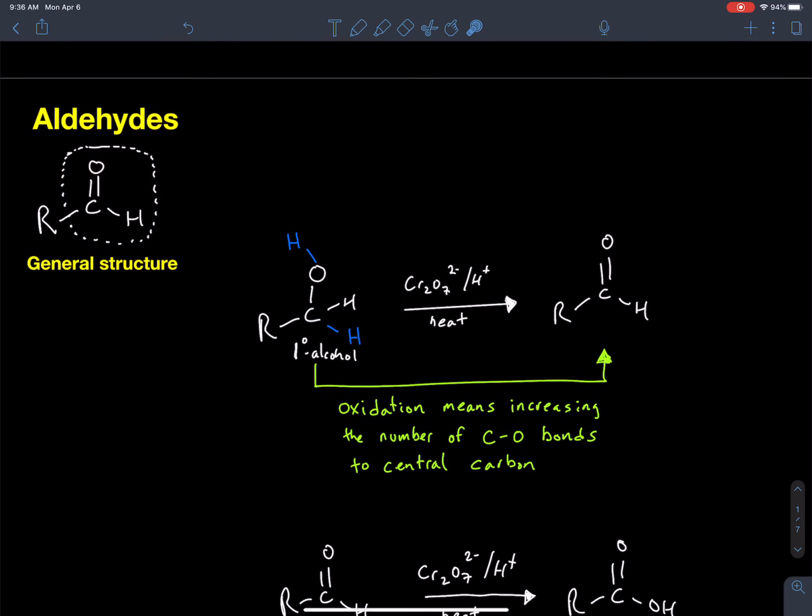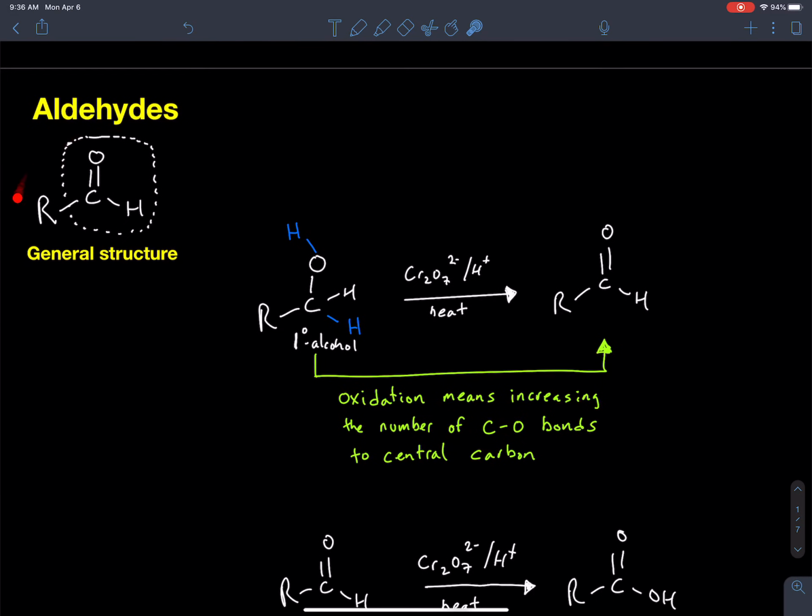All right, so starting with aldehydes, the general structure of an aldehyde looks like this. This R means any carbon structure attached. Not functional group, but any carbon structure attached. You'll see R a lot in your textbook. And now the functional group of an aldehyde looks like this: C double bond O, bond H.